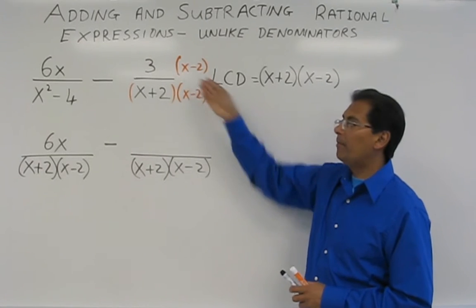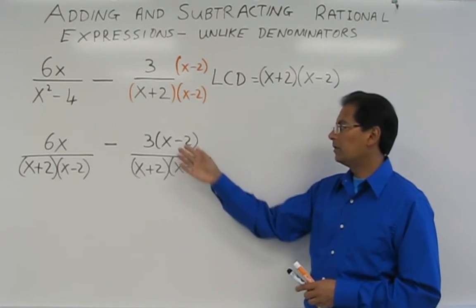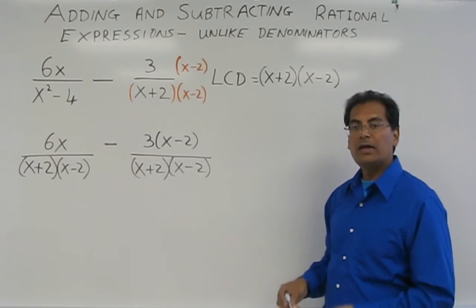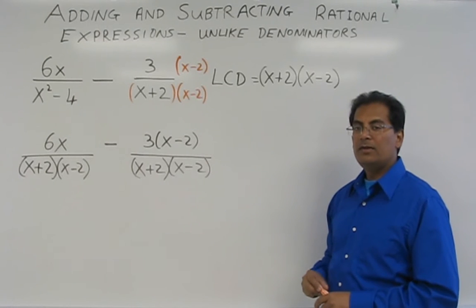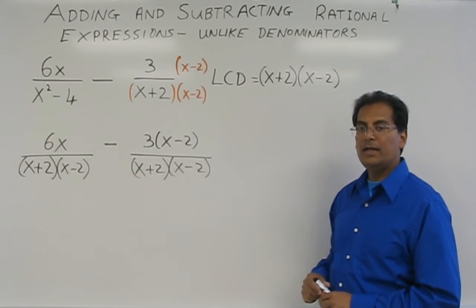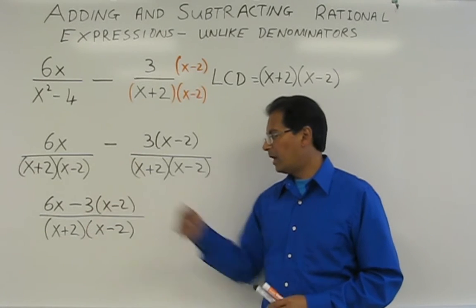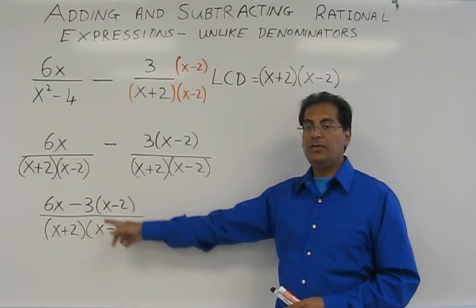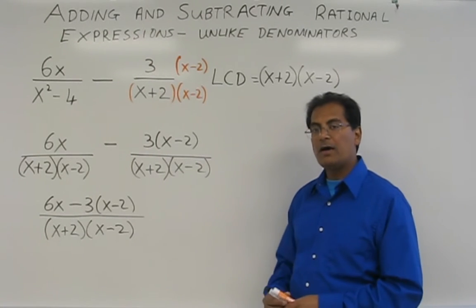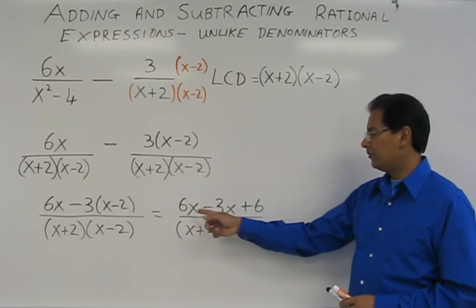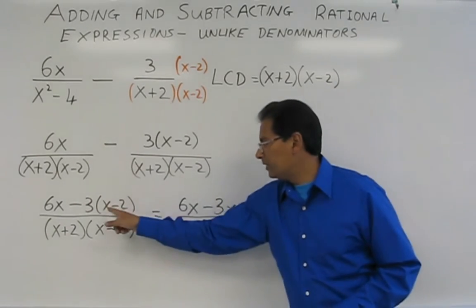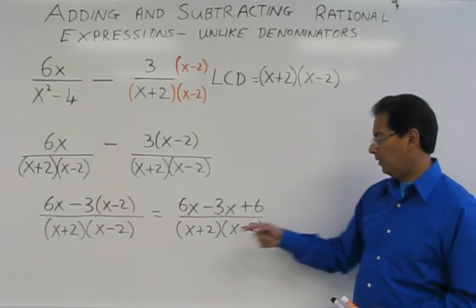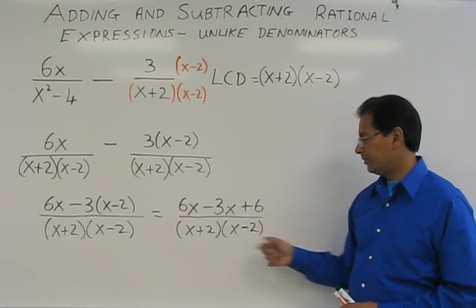And so if we multiply the top by x minus 2, we get 3 times x minus 2 divided by x plus 2 times x minus 2. Now we can actually do our subtraction because we have the same denominator. So going ahead with that, we get 6x minus 3 times x minus 2 divided by our denominator of x plus 2 times x minus 2. So we should simplify this out a little bit. So we get 6x minus 3x, minus 3 times x is minus 3x, plus 6, minus 3 times minus 2 is plus 6, all divided by our denominator of x plus 2 times x minus 2.